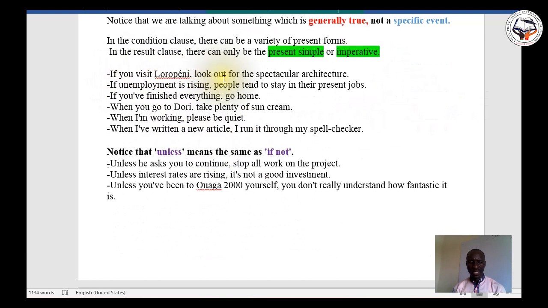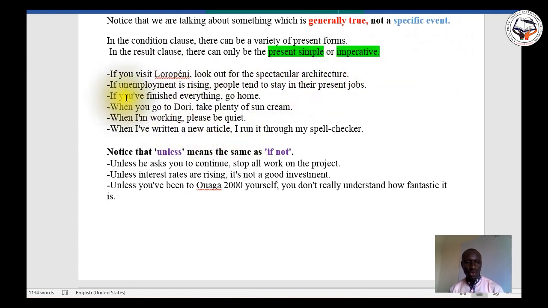If you visit l'Européenne in Burkina Faso, look out for the spectacular architecture. If unemployment is rising, people tend to stay in their present jobs. You see? Is rising, stay in the present job.